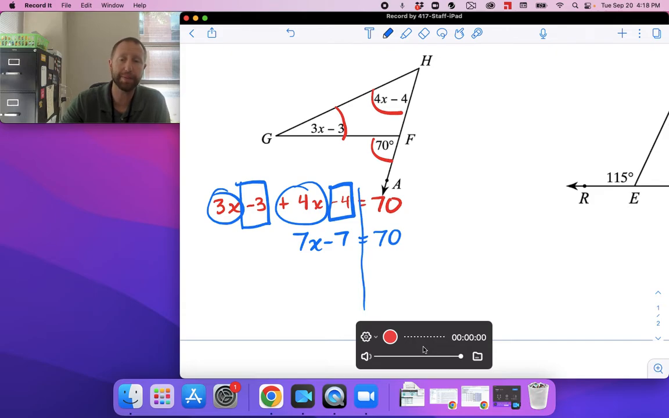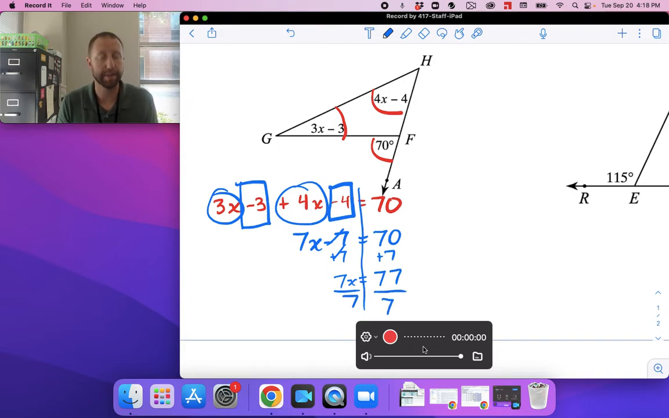Now it's time to do the opposite. Now it's time to get that x by itself. So what am I going to do? I'm going to start by getting rid of that minus 7. So to get rid of that minus 7, I'm going to add 7. That leaves me with 7x equals 77. And now some of you, oh, light bulb's going off. I can see what this is going to be. But let's work it out. I've got to divide both sides by 7. And that gets me the x by itself. And 77 divided by 7 is 11.